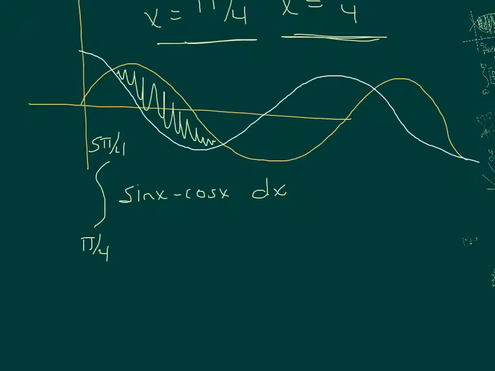Okay, so we've got a negative, and then it's cosine of x minus the sine of x. I think it's easier if we pull out that negative.